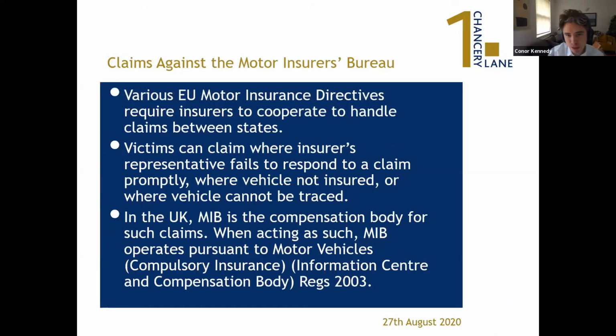The claims against the Motor Insurers Bureau, we've got to the exciting part of the talk. So there are various EU motor insurance directives which require insurers to cooperate to handle claims between different states. And victims can claim where their representative fails to respond to a claim promptly. So there might be an insurer, but they don't respond. The other cases, of course, are where the vehicle is simply not insured, or where there's been some sort of hit and run and the vehicle can't be traced.